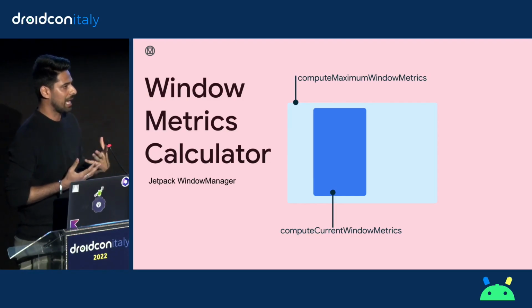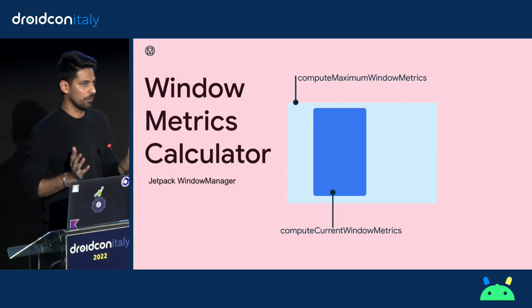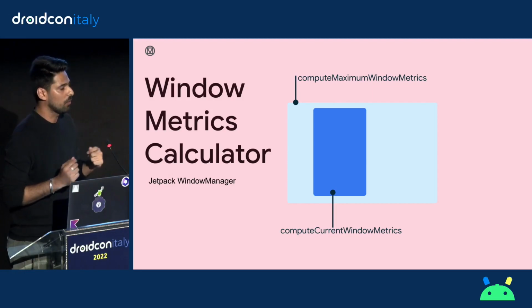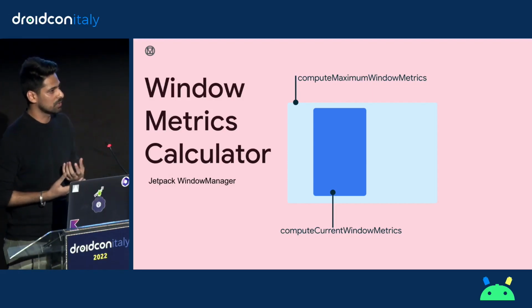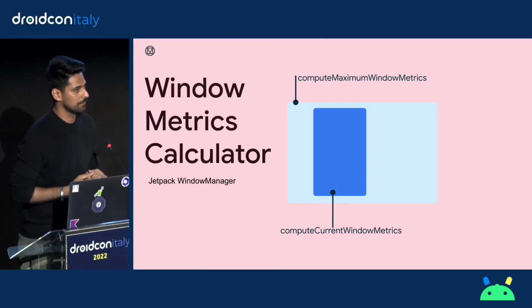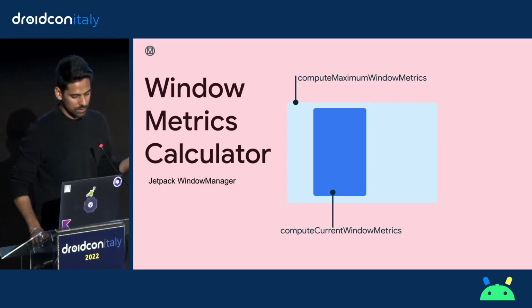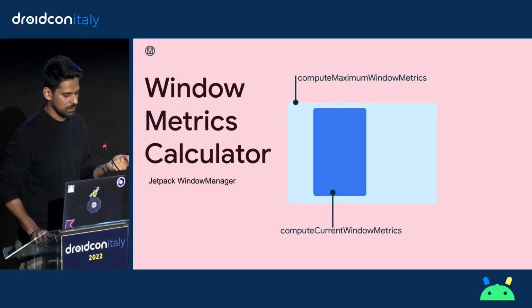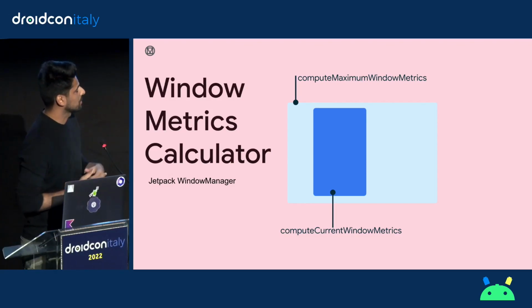If I'm running an app in multi-window mode on a tablet, I do not care how big the configuration size of the tablet is. I only care how much area my app is taking, and that's the most relevant to an app developer. Here we can see it gives us both the current window metrics and the maximum window metrics. For our use case, we will just use the current window metrics, and it will give us how much area our app is taking.